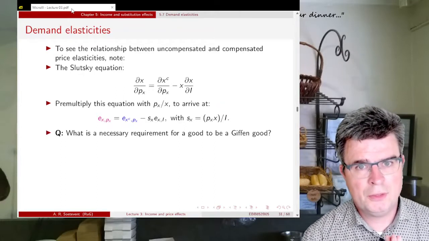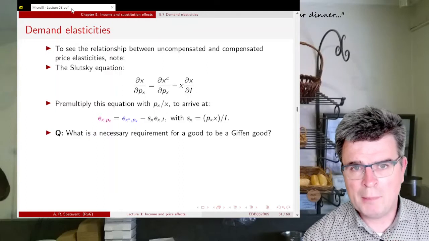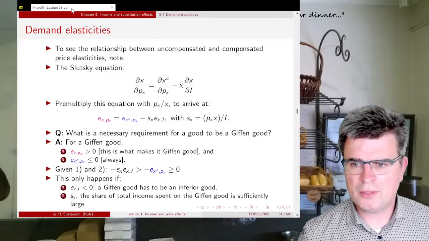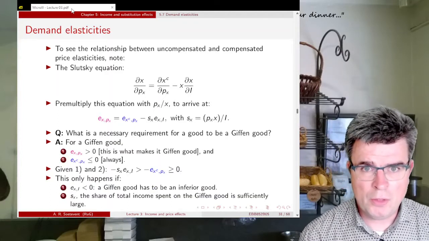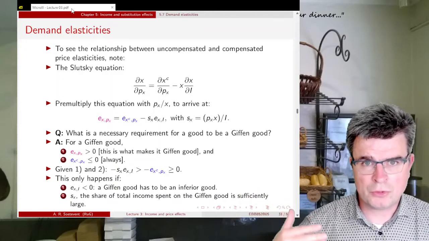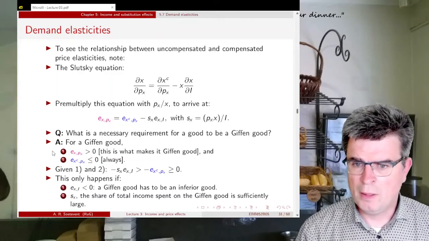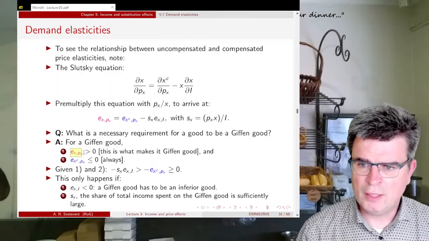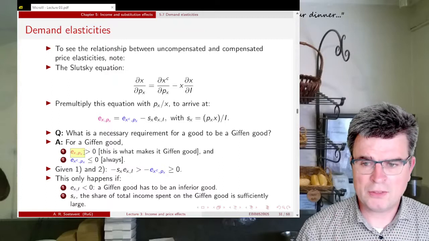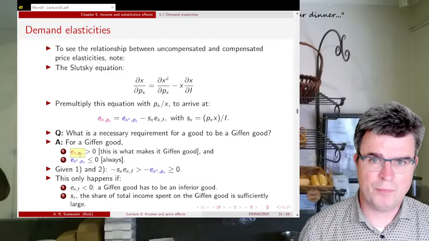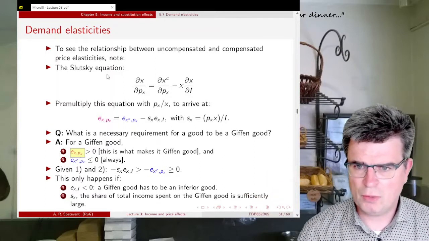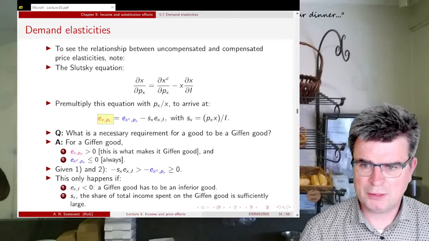Because now we can answer the question, what is a necessary requirement for a good to be a Giffen good? So we talked about Giffen goods earlier this lecture. And we know that the definition of a Giffen good is that if your price increases, you start to consume more of the good. So by definition, what makes the good a Giffen good is that the price elasticity of demand should be positive. If the price of the good increases, we respond by consuming more of the good. So the left-hand side of this equation should be positive.